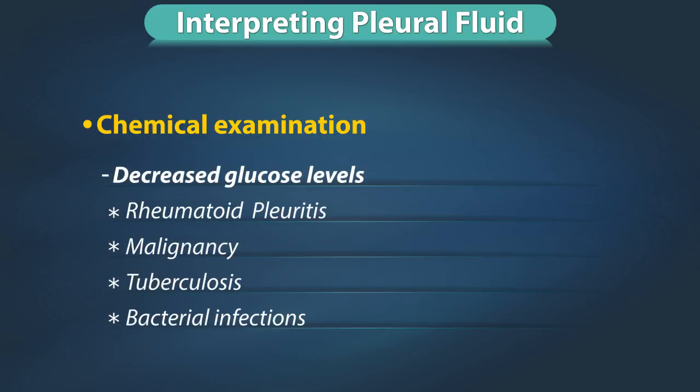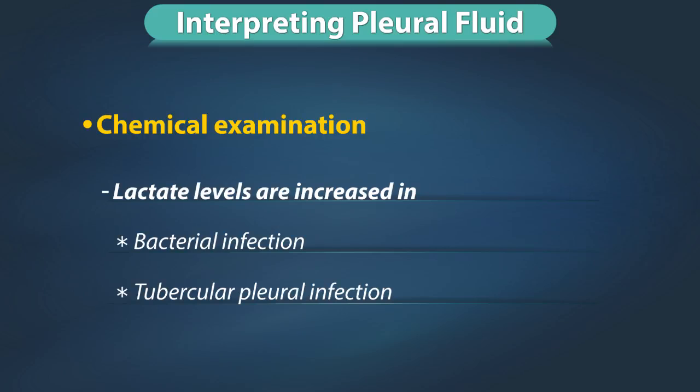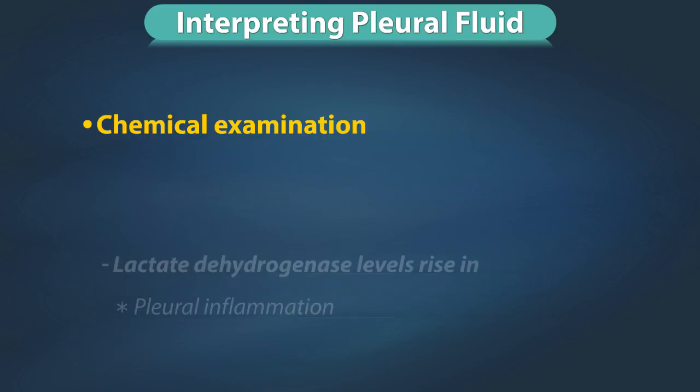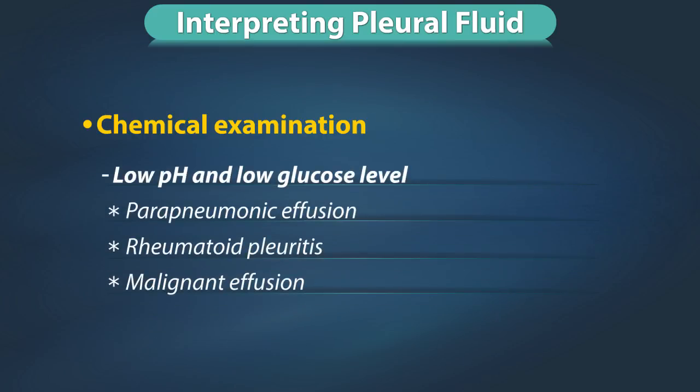Decreased glucose levels are seen in rheumatoid pleuritis and few cases of malignancy, tuberculosis, and bacterial infections. Lactate levels are increased in bacterial and tubercular pleural infection. Lactate dehydrogenase levels rise in pleural inflammation. Low pH and low glucose level seen in parapneumonic effusion, rheumatoid pleuritis, and malignant effusion.